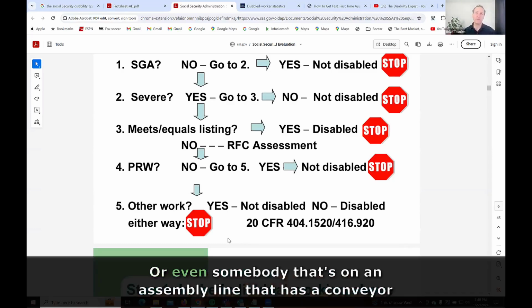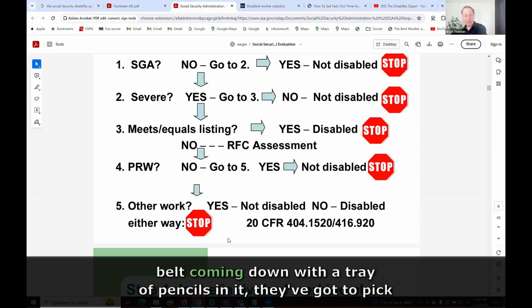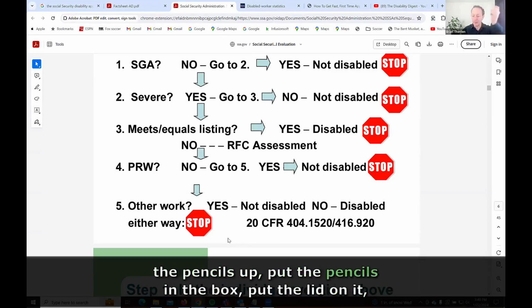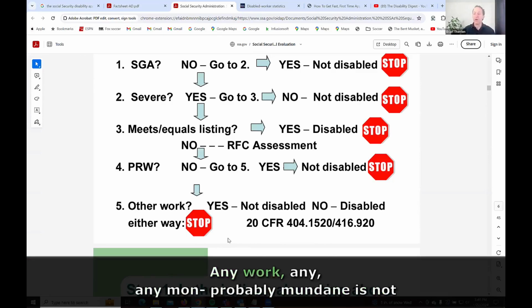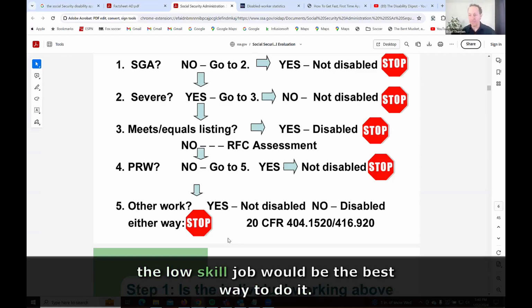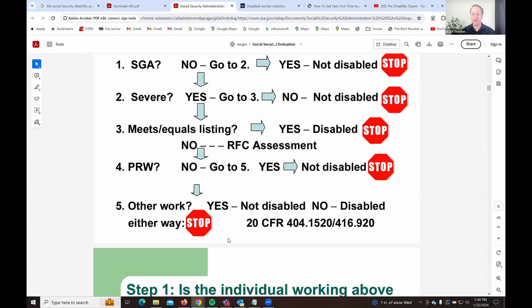Or even somebody that's on an assembly line that has a conveyor belt coming down with a tray of pencils in it. They've got to pick the pencils up, put the pencils in the box, put the lid on it, put it back on the conveyor. But any work, even a low-skill job, would be the best way to think of it.